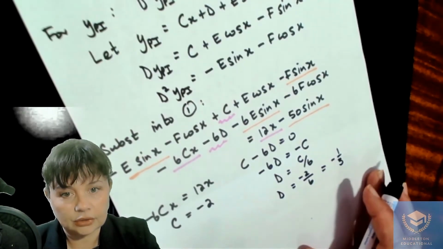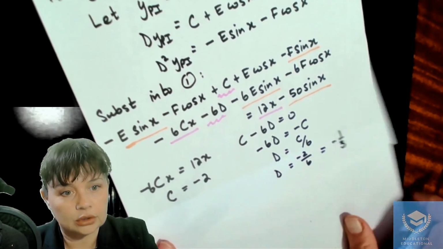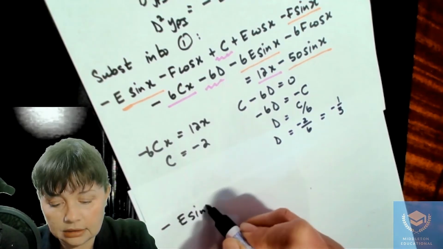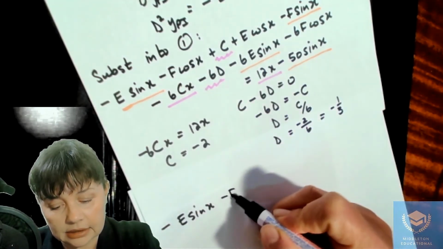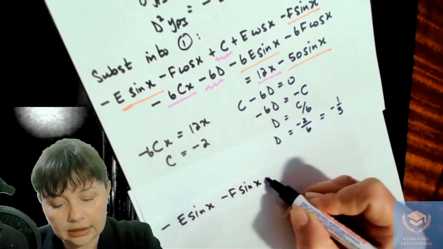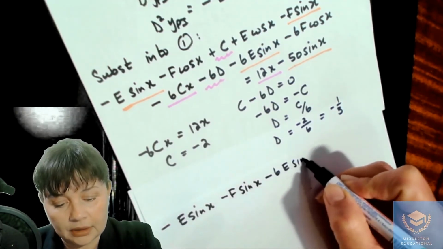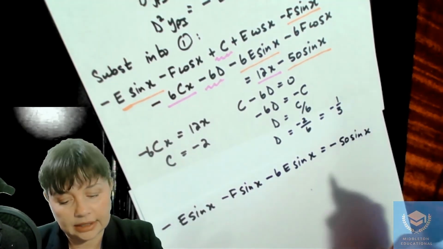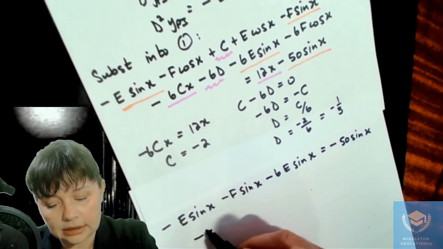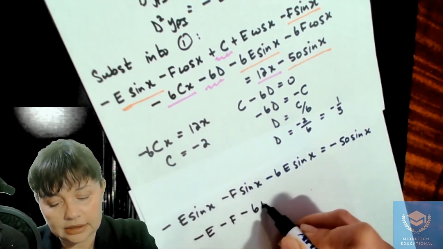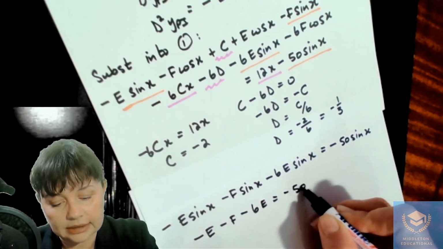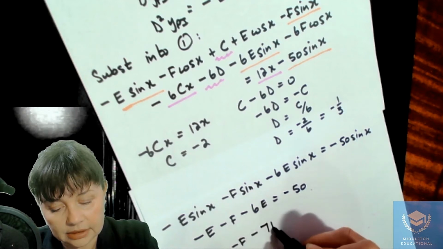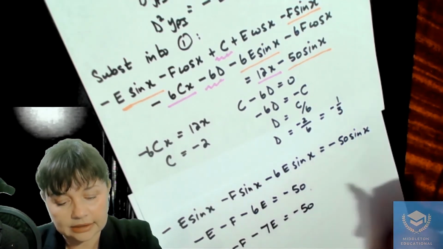Okay, so then let's look at our sine terms, I said. So minus e sine x minus f sine x minus 6e sine x must equal minus 50 sine x, right? So minus e minus f minus 6e has to equal minus 50. So minus f minus 7e must equal minus 50.